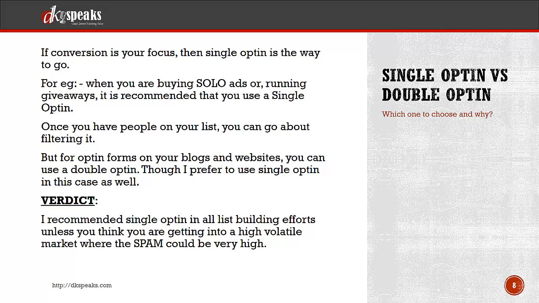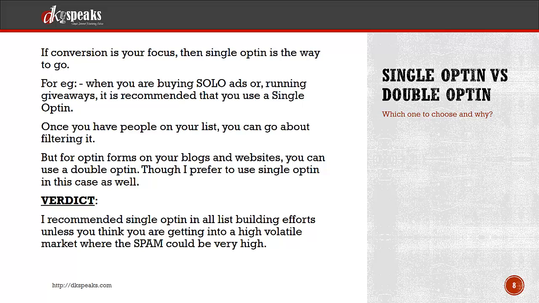But for opt-in forms on your blogs and websites, you can use a double opt-in, because your readers are engaged with your content. They will take the time to go there and click on the confirmation link. So you can ask them to go and click that confirmation link. That way you can use a double opt-in for the forms on your blogs and websites.